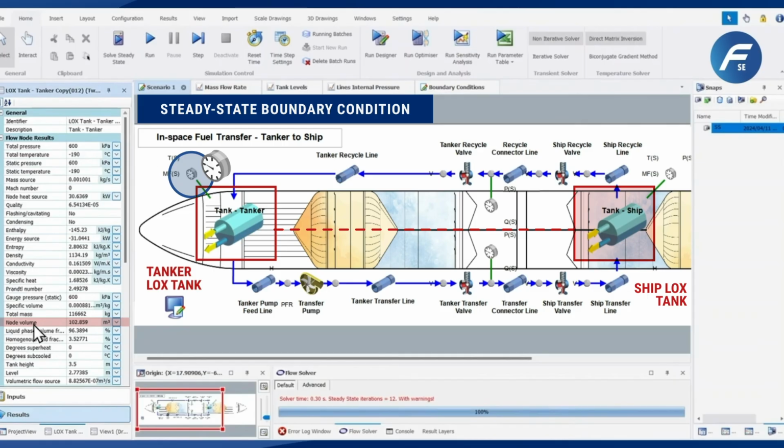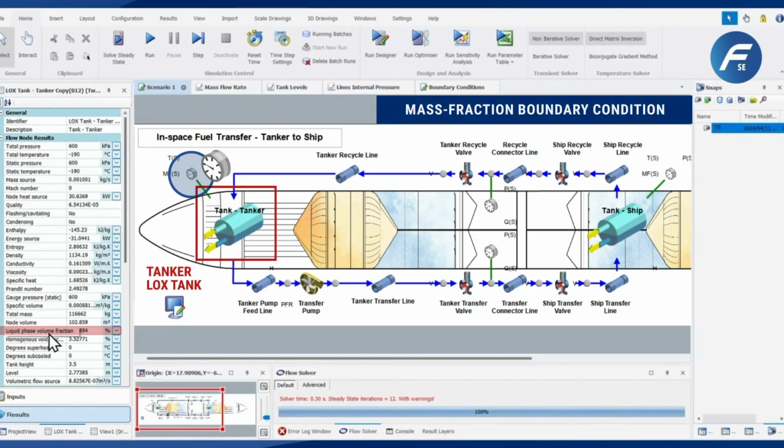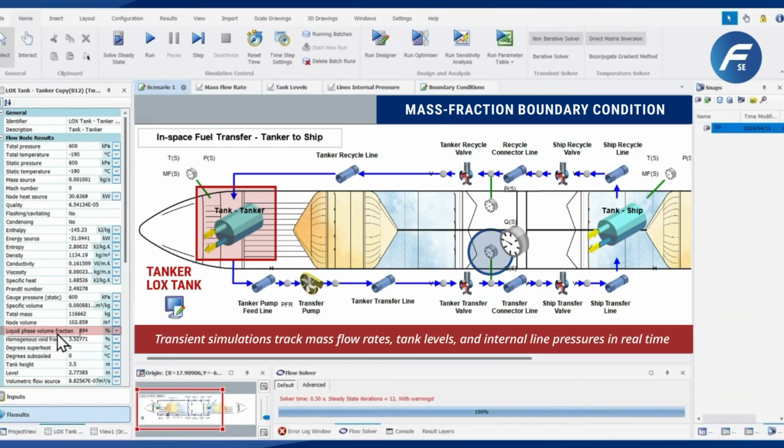A tank pressure of 600 kilopascals and an average fluid temperature of -190°C is assumed, placing the liquid in a subcooled state. A mass fraction boundary condition defines the fill level, showing that the tank is nearly full. Initial conditions in the fuel transfer line assume a vacuum and are also defined with a boundary condition. Transient simulations track mass flow rates, tank levels, and internal line pressures in real time.